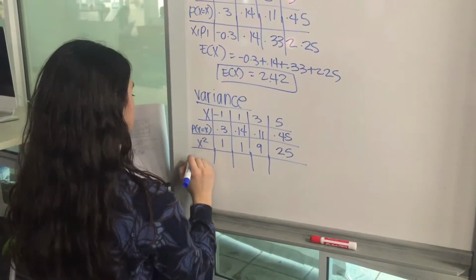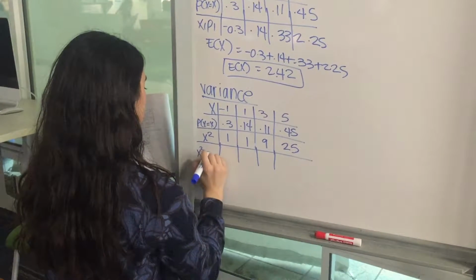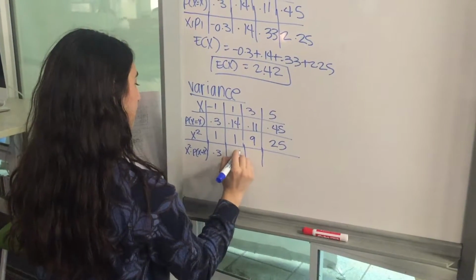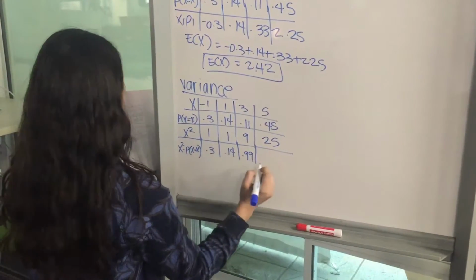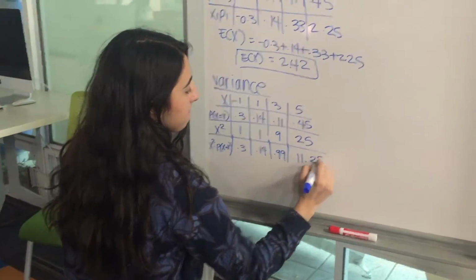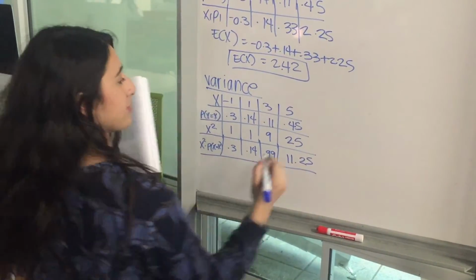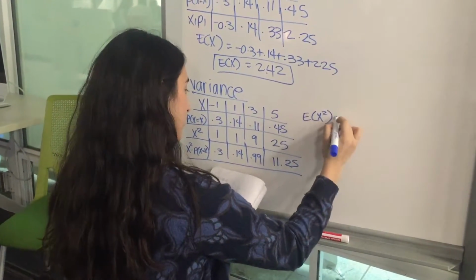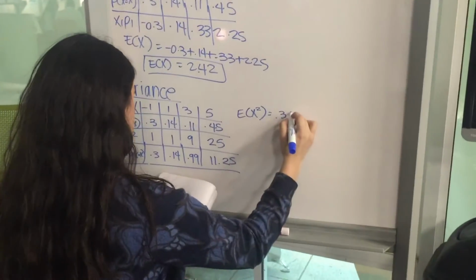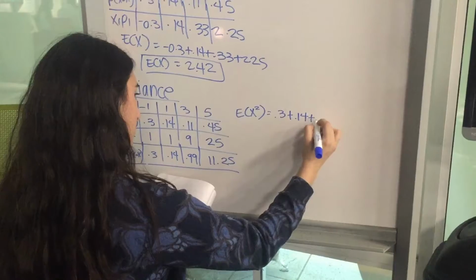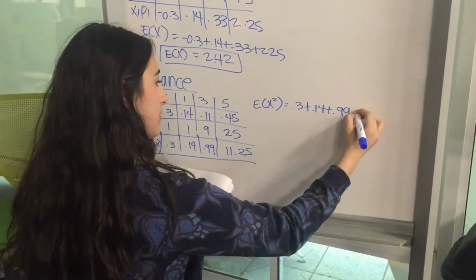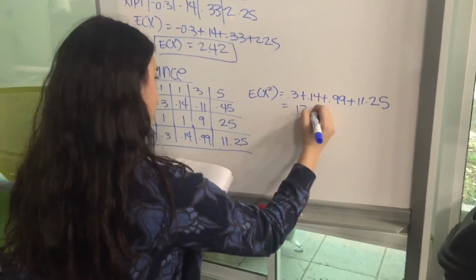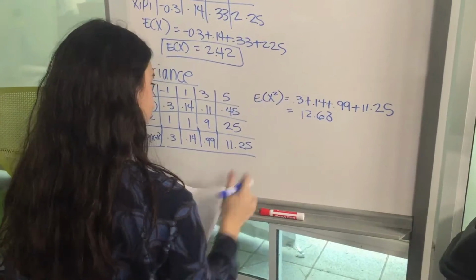Now we multiply our x squared by the p. So 1 times 0.3 is 0.3, 1 times 0.14 is 0.14, 9 times 0.11 is 0.99, and 25 times 0.45 is 11.25. Then we add the numbers below, which are 0.3 plus 0.14 plus 0.99 plus 11.25, and the answer is 12.68.